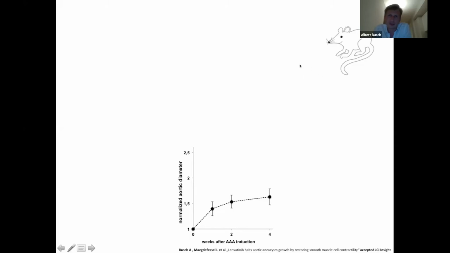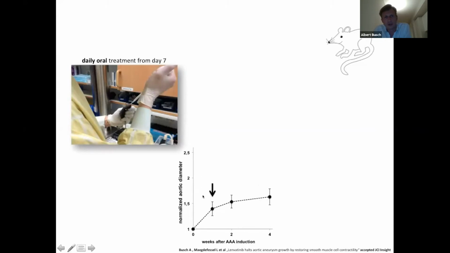So we've been using this PPE model, and you can see the normal growth curve of those PPE mice here. So 4 weeks, about 60 to 70% of aneurysm growth going on here. And we've been treating those mice with lenvatinib, which is a drug already used in cancer treatment in the clinical setting. We're trying to repurpose that to aneurysm based on angiogenesis, based on smooth muscle cell activity. And when we actually do start an oral treatment at day 7, so with this already established aneurysmatic lesion, we can see a nice complete halt of aneurysm growth, basically.